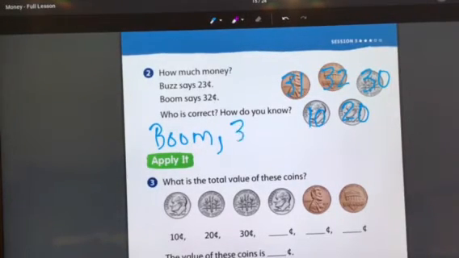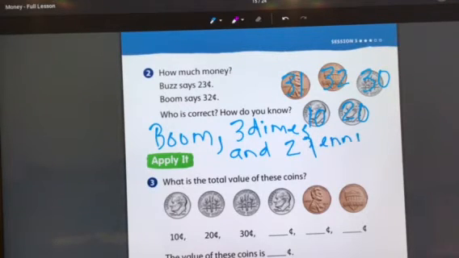Because 3 dimes and 2 pennies equals, that's a P here, equals 32 cents.